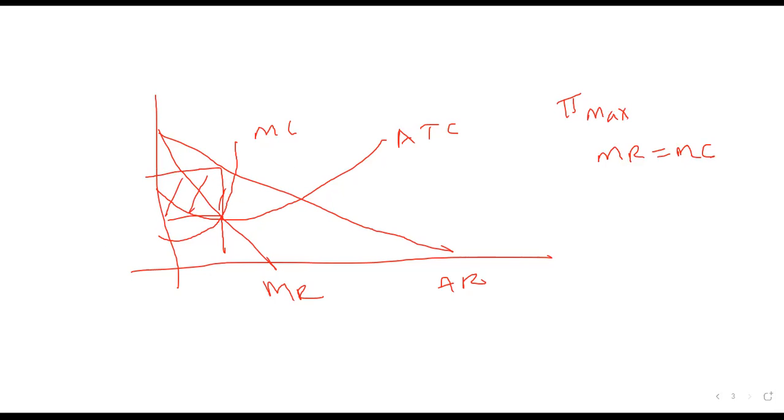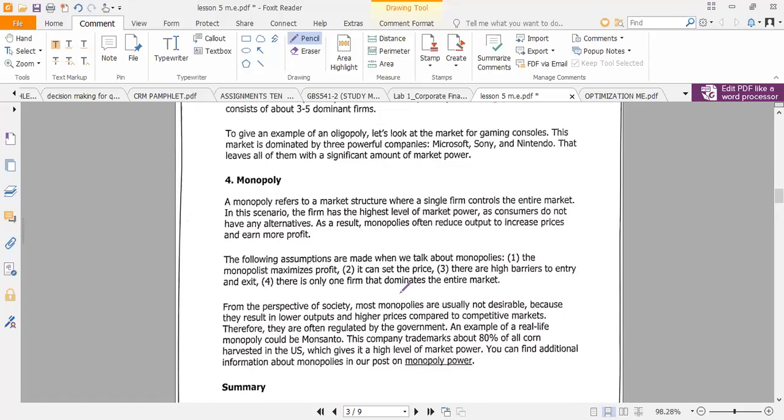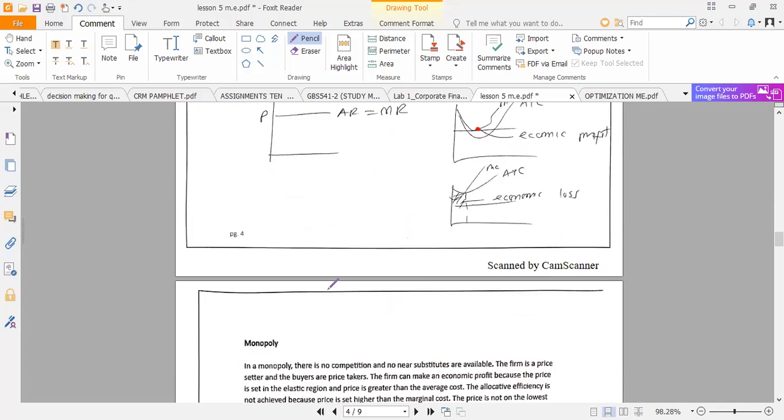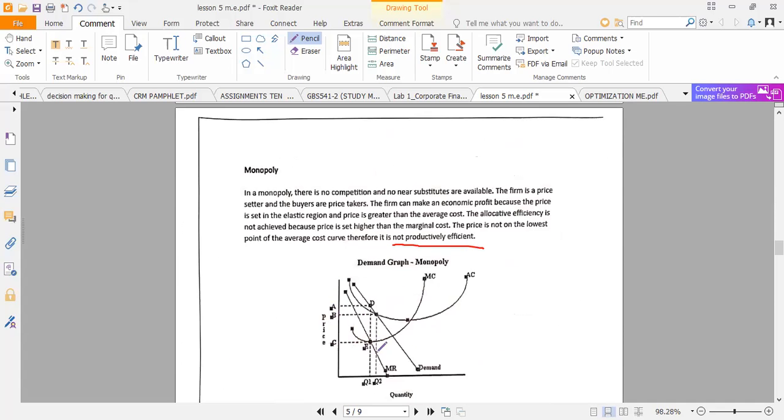So this is how the curve in the monopoly looks. Under monopoly, as mentioned, the market structure has a single firm that controls the entire market. The firm has the highest level of market power. Consumers have no other alternatives. Assumptions are that number one, it maximizes profit. Number two, it's a price setter. Number three, there are huge barriers to entry. Number four, there's only one major seller that dominates the market. From this perspective, we also gave graphical implications that the curve of a monopoly looks something like that.